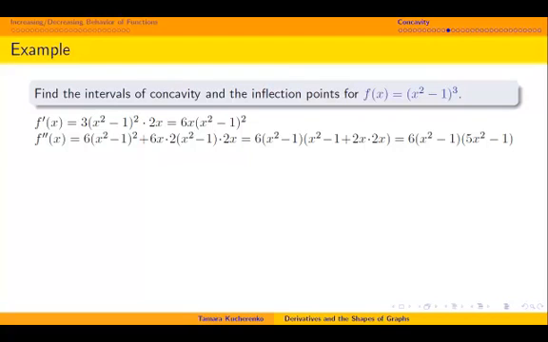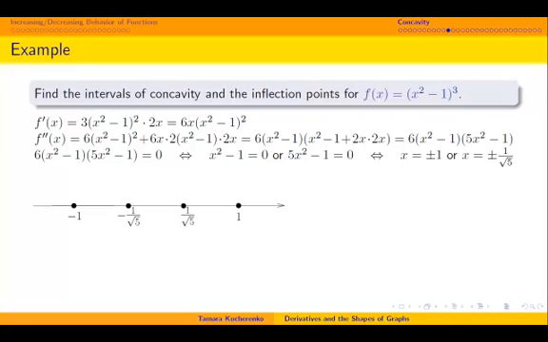The second derivative is continuous, and therefore it can change sign only at zeros. 6 times (x squared minus 1) times (5x squared minus 1) equals 0 when either x squared minus 1 equals 0 or 5x squared minus 1 equals 0. The roots of the first equation are plus minus 1. The roots of the second equation are plus minus 1 divided by square root of 5. These 4 points divide the x-axis into 5 intervals.